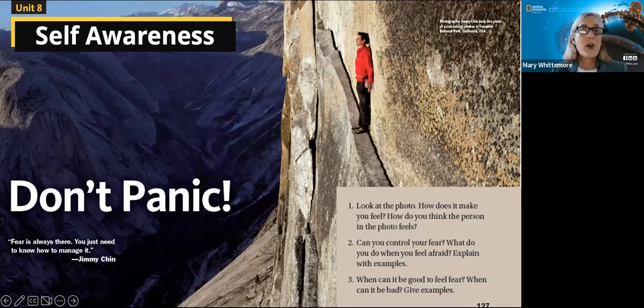So I wanted to point out here that although the focus of this example is self-awareness, the lesson also provides opportunities for students to develop skills in some of the other areas. So for example, the second question in item 1, how do you think the person in the photo feels, gets students to empathize with the climber. So it provides an opportunity to develop social awareness as well. And the questions in item 2 relate to self-management.